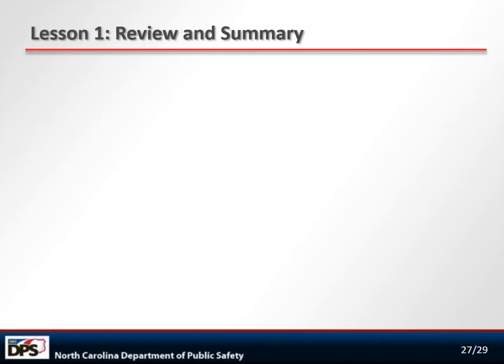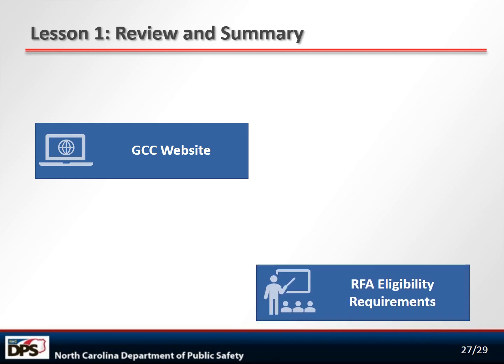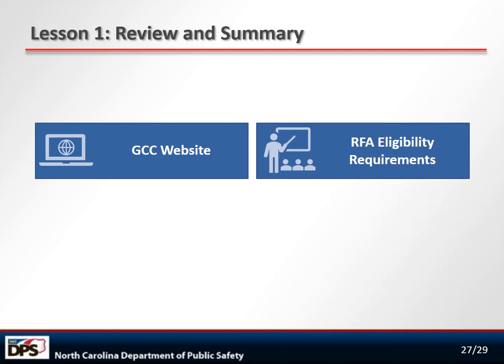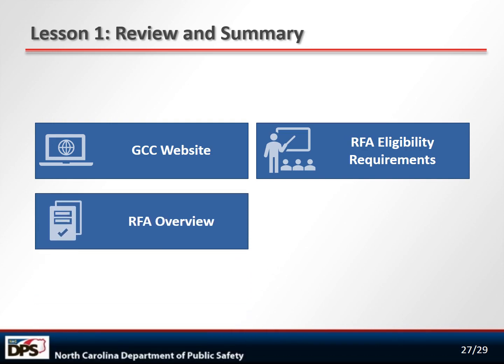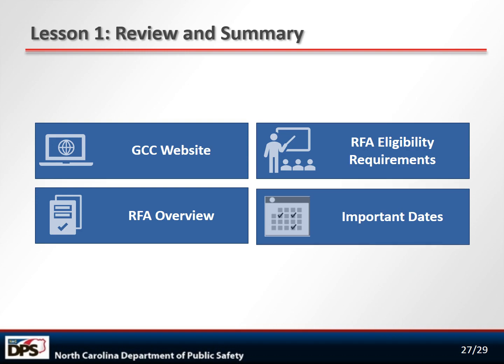In Lesson 1 of this module, you learned how to use the GCC website to access RFA and resources to assist you with completing your application. You learned that the Governor's Crime Commission RFAs provide detailed information about grant funding, eligibility, and applicant requirements. Remember to mark your calendars and get an early start on the application process.